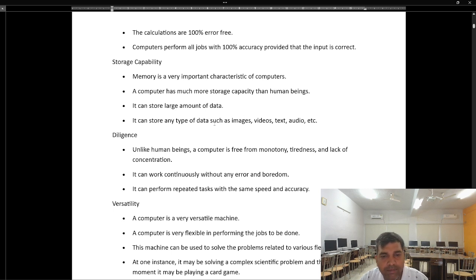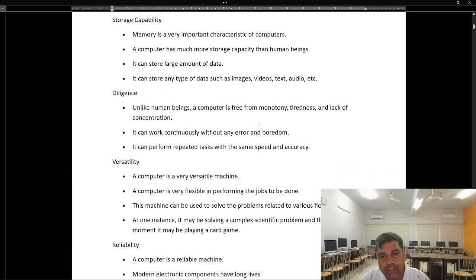Computer can store any type of data. It can store images, videos, text, audio. And for us, it is very difficult to remember the images of 10,000 people or 20,000 people. But a computer can remember billions of images.